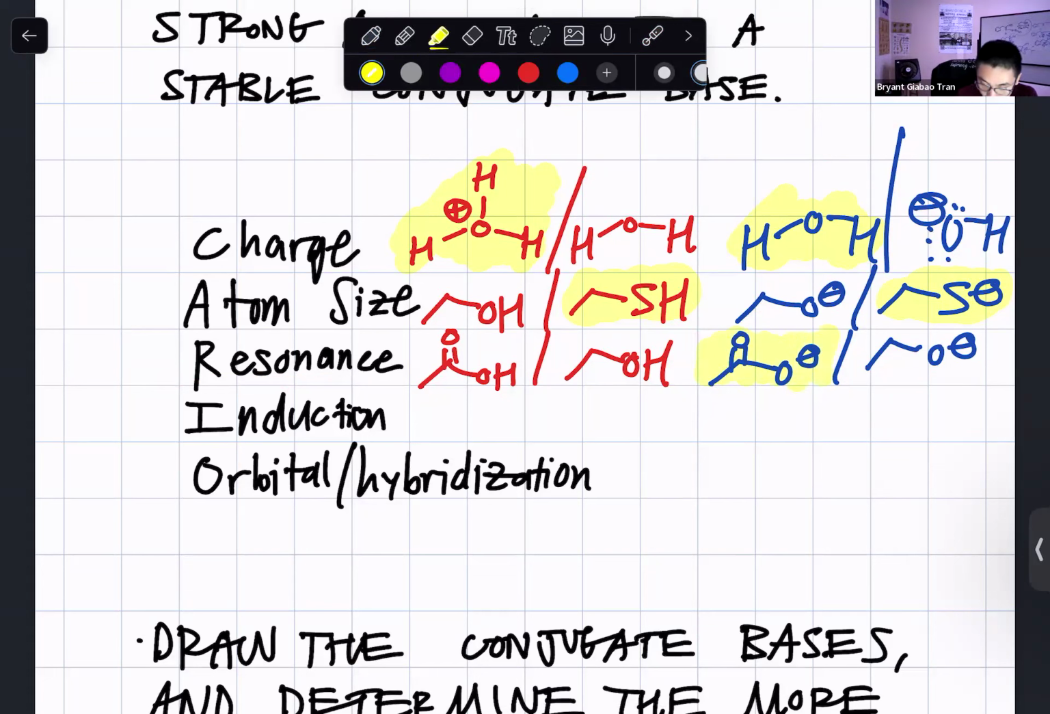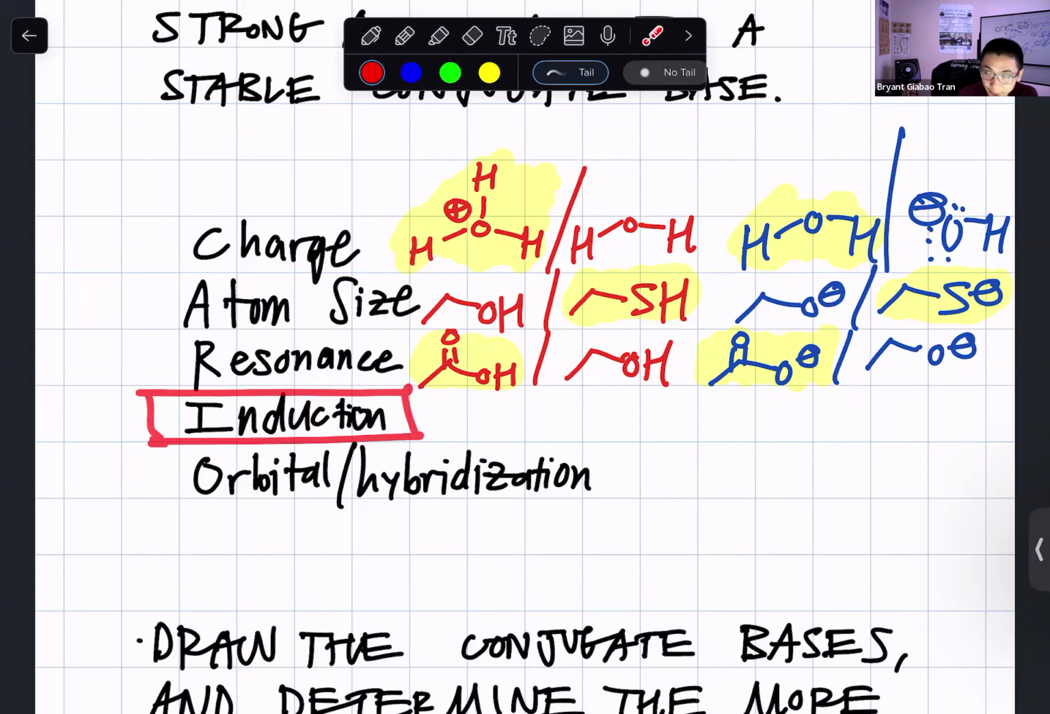That negative charge can do resonance with the carbonyl, making it delocalized and more stable. Whereas this alkoxide ion here cannot do resonance. It's localized. So since that's the more stable conjugate base, this makes the carboxylic acid more acidic than the alcohol. Now for carboxylic acid derivatives, this is the main factor that you're going to look at, induction.